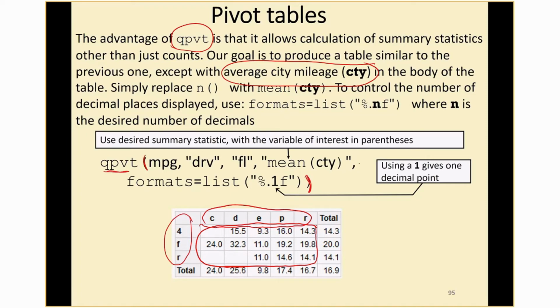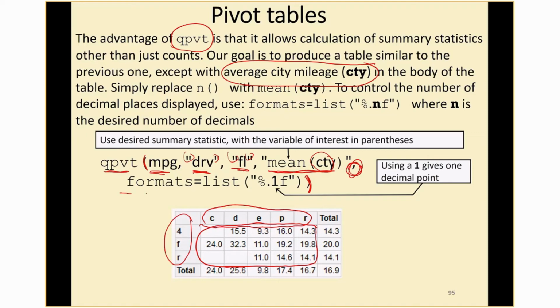I've spread it across 2 lines with a comma at the end of this line to tell R keep on going, and there's a bunch of arguments. We specify the data frame of interest. We specify the variables we want. We want drive and fuel. Then we specify the summary statistic. We want the average city mileage, so we use the mean function combined with the variable city. Notice all these things are in quotes. Then after our comma, I provide some initial information.